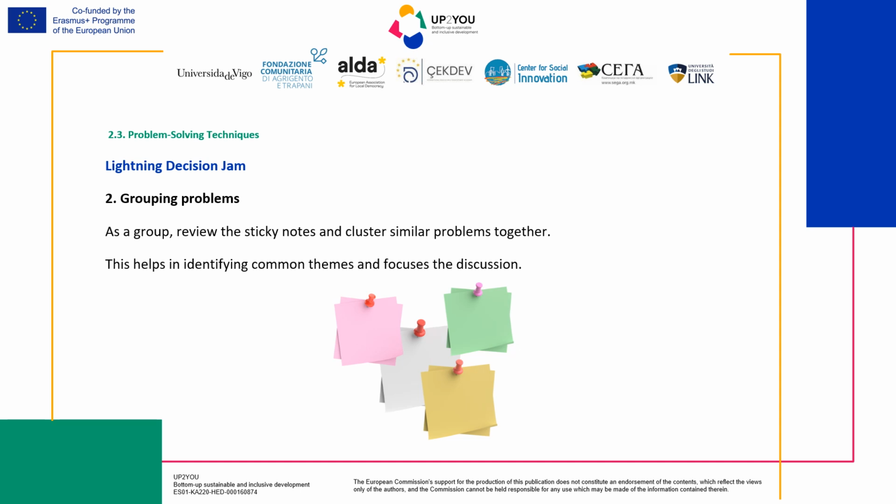In this phase, the team takes a moment to review all the sticky notes. Together, you'll group similar problems or challenges into categories. This helps you identify common themes and ensure that the discussions stay focused. By clustering related issues, the team can zoom in on key areas that need attention, making it easier to prioritize and tackle them effectively. It's like organizing the puzzle pieces before you start putting them together. Much clearer and more efficient.